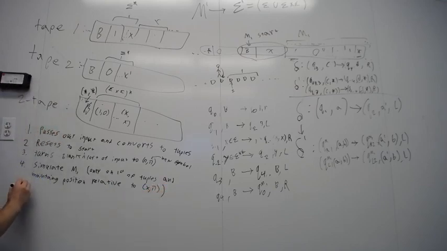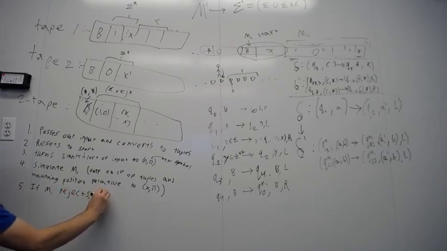What do we do when M1 halts? If it accepts, we do what? Well, if it rejects, what do we do? We just reject, right? If M1 rejects, reject, because we want to accept only the intersection. We're definitely running out of time. We're gonna get kicked out in a second.